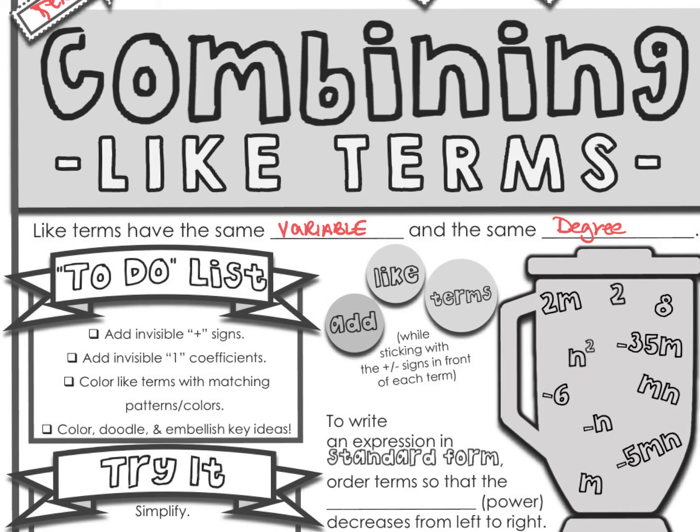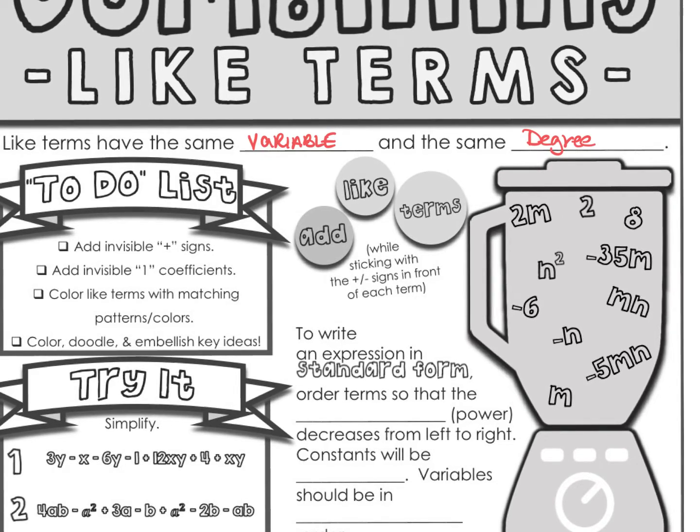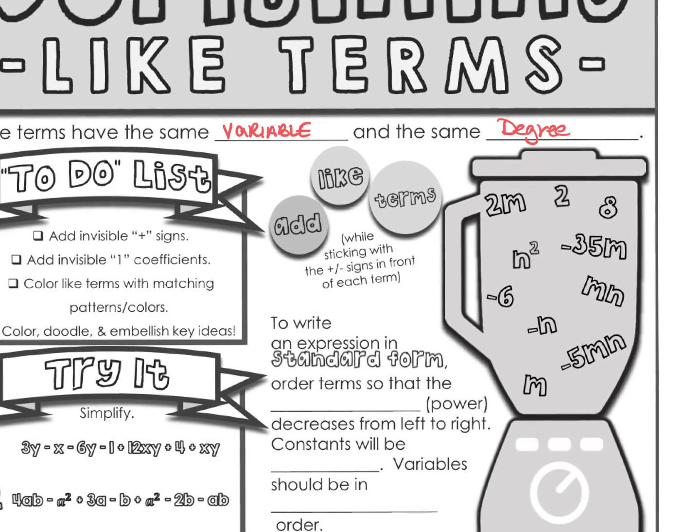Okay, what we're going to do now is go on to the to-do list. On this to-do list, it says to add the invisible plus sign. So we're going to add a plus sign here, here, here, here, here, and here. So we've done that. Now we're going to add the invisible coefficients. I'm going to do those in a different color so you can see. There's one right there, there's one right there, and there's one right there.